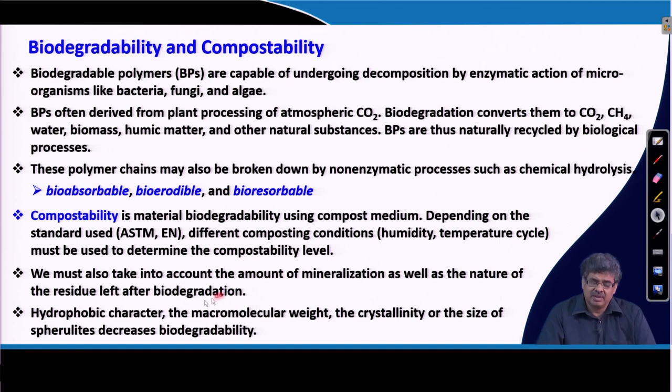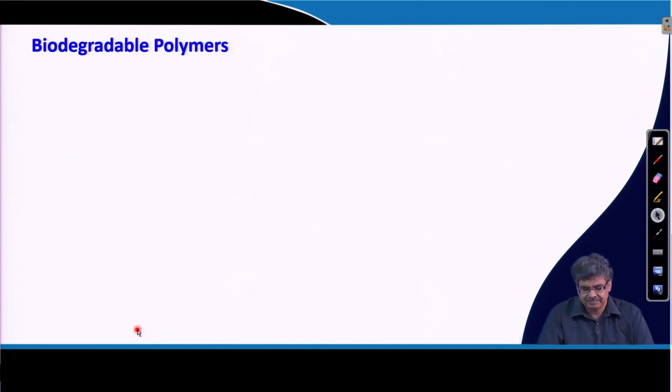Generally, polymers which have hydrophobic character, or have high molecular weight and higher crystallinity, degrade to a lower extent, because during composting water is a factor. If the polymers do not come in contact with water, then obviously compostability or degradability becomes lower and lower.